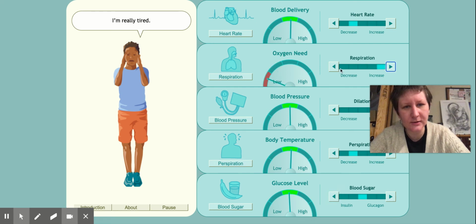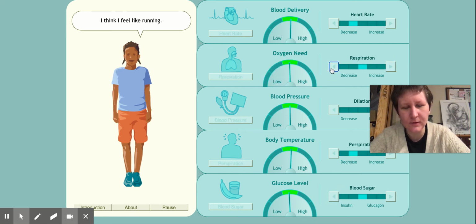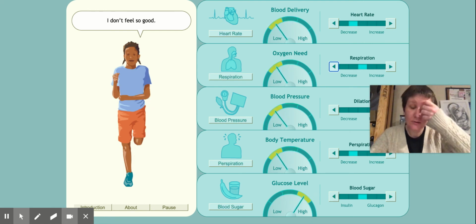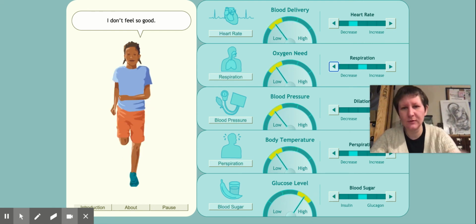Oxygen, we need a little more oxygen. Oh, we have too much oxygen. There we go. Now I'm balanced. So that's what you're going to do for as long as you can. Keep her going. Now she's running.